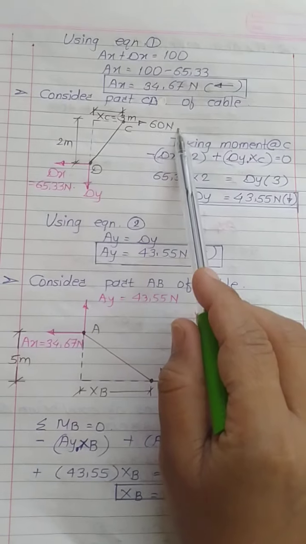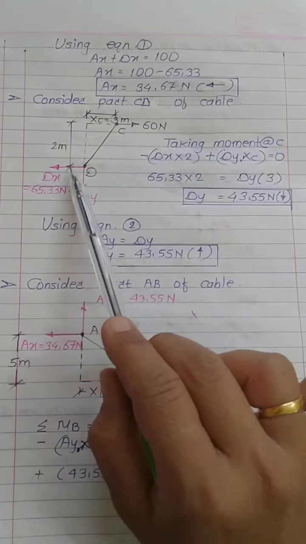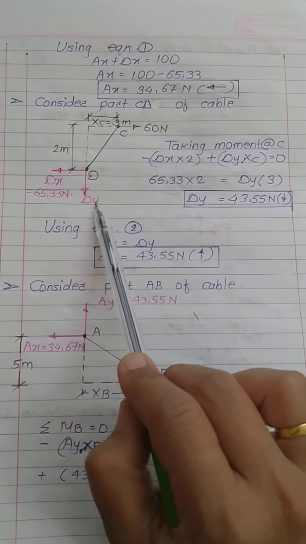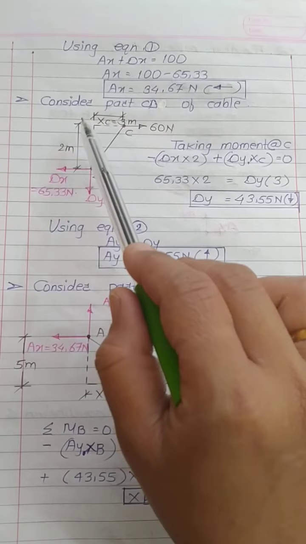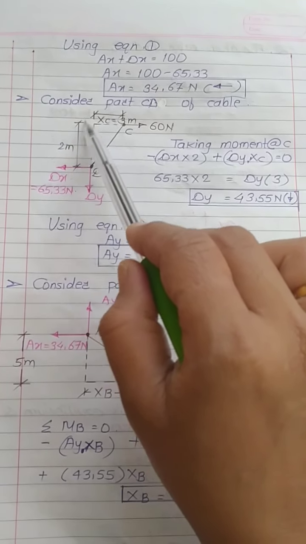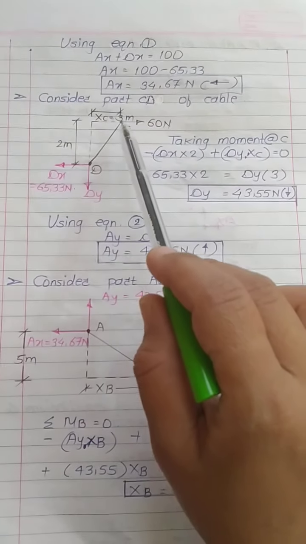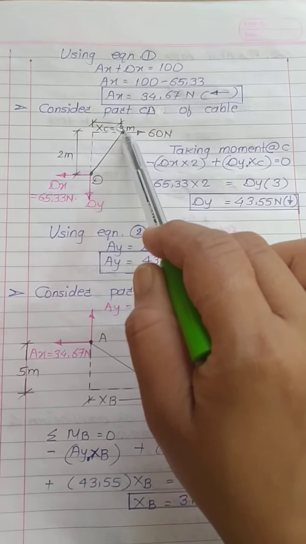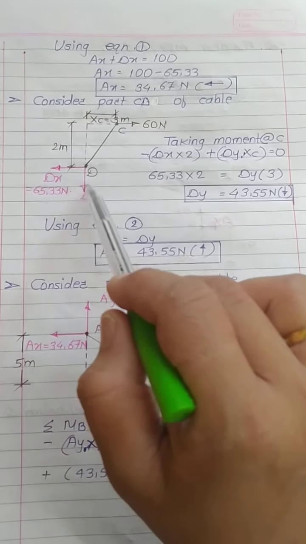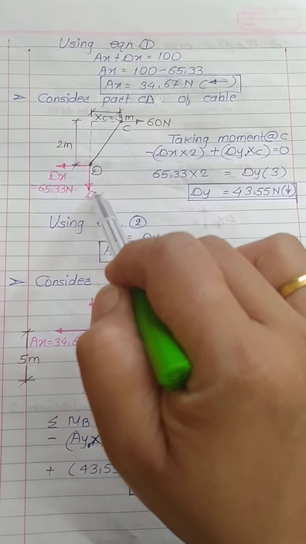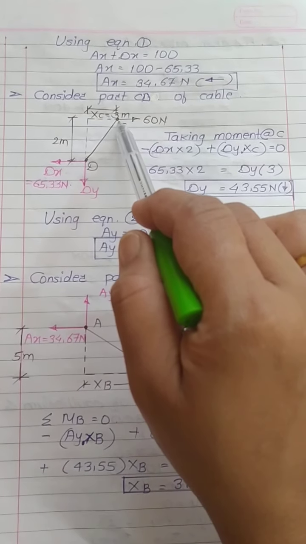Now I have considered this part CD of cable. There is force of 60 Newton. This sag xc is 3 meter. Show these components dx and dy. Already we have calculated this force dx, and the distance from point C towards point D, it is 2 meter. Now take moment about point C. Why to take moment about point C? Because if you take moment about point D, moment of these two forces will become 0 and we have to determine the value of dy. So let us take moment about point C.